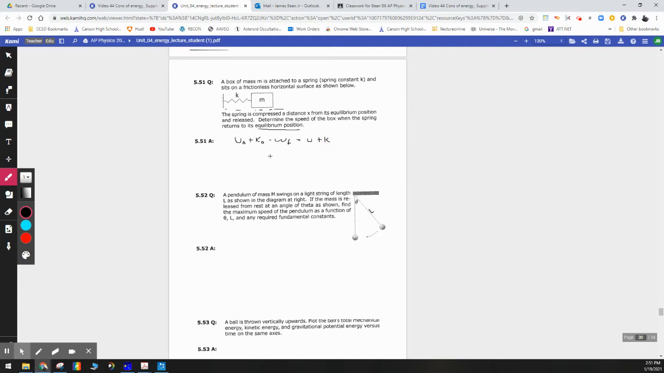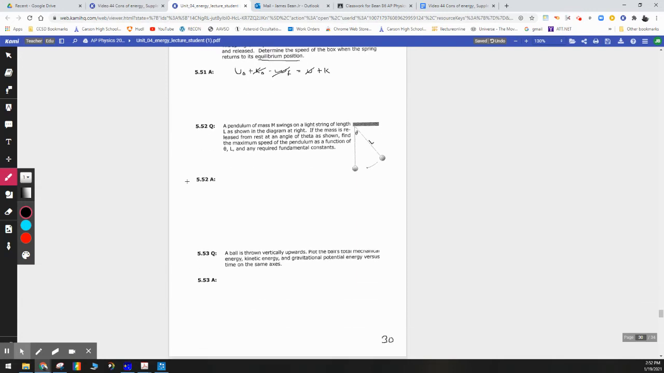So here we want to determine the speed of the box when the spring returns to its equilibrium position. It starts from rest, so initial kinetic energy is gone. When it reaches its equilibrium position, there is no potential energy, and there's no friction, so that's gone. So we have basically potential energy being converted into kinetic energy, and from here we should be able to solve for V, or give an expression for V. V equals what? What's the expression for V? We'll hit pause.